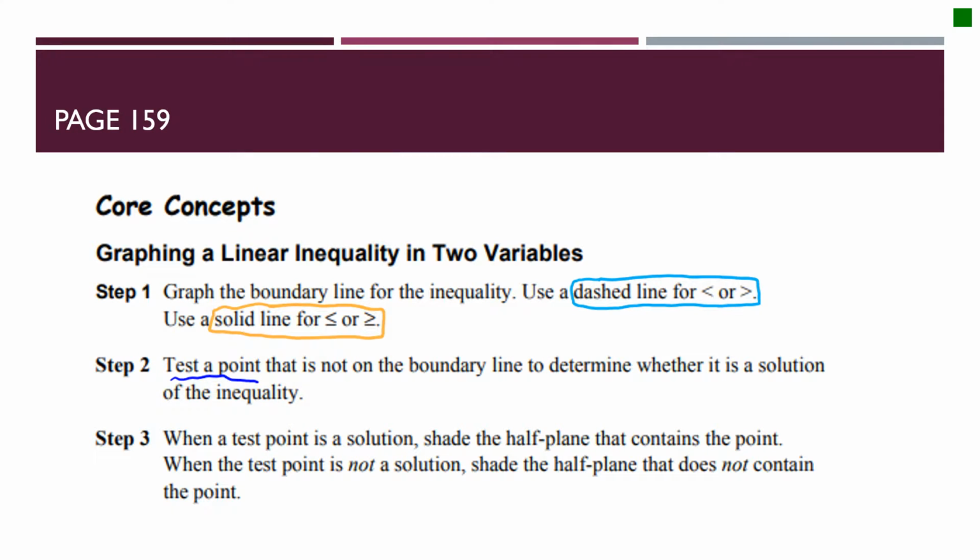Okay, now that you've seen an example of kind of what we're doing, let's go through and make sure our notes are right. This is on page 159. And this I already kind of talked to you about, but I would ask you to either highlight or circle this portion right here. So the dashed line is for a less than or greater than only. A solid line, see another color. A solid line is going to be with the equal to on the end.